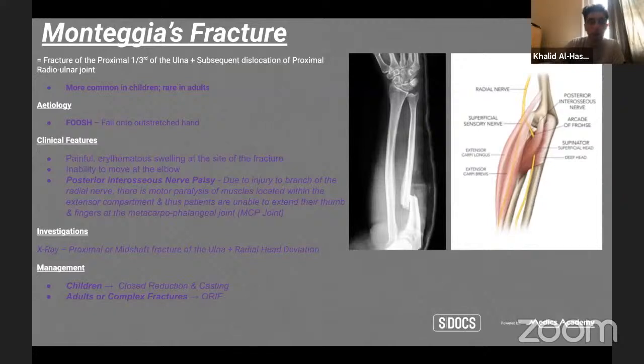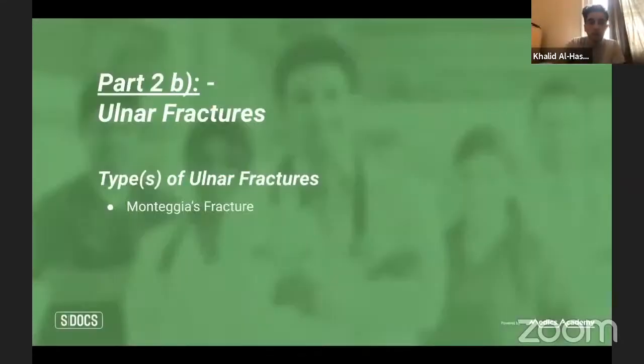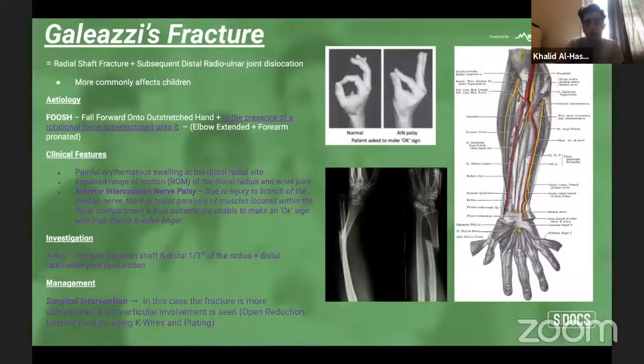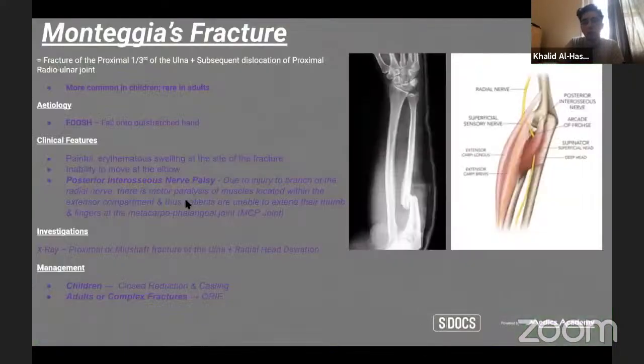What we have is similar clinical features as with all fractures, such as inability to move the elbow and painful erythematous swelling. The most important thing to take away from this would be a posterior interosseous nerve palsy. Please note that in the previous fracture, which was the Galeazzi's fracture, sorry, it was an anterior interosseous nerve palsy, whereas with the Monteggia's fracture, it is a posterior interosseous nerve palsy. This is an important point to remember.